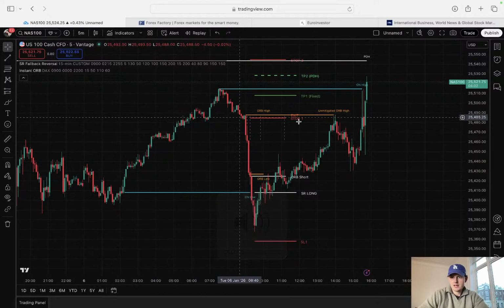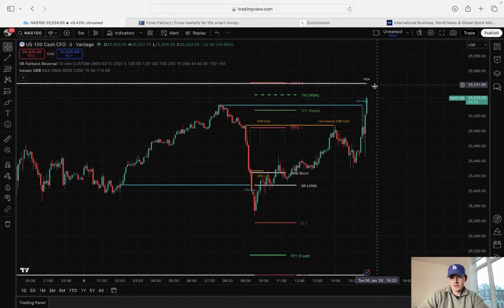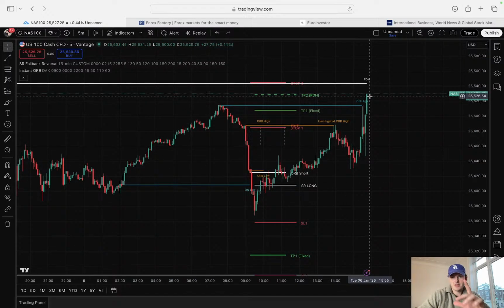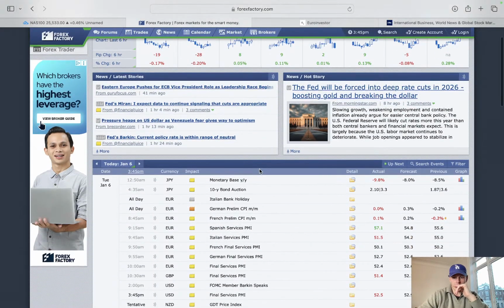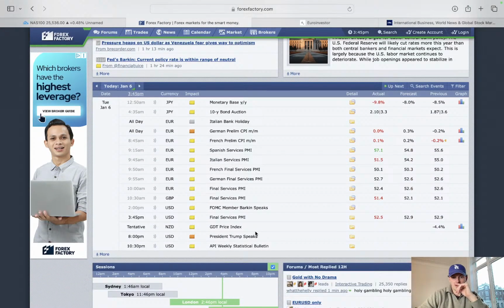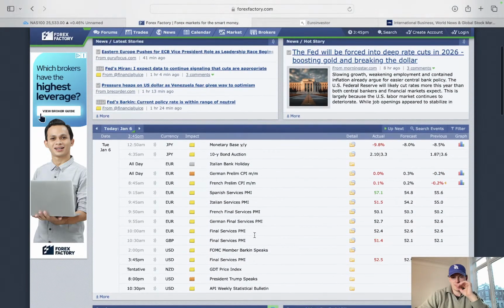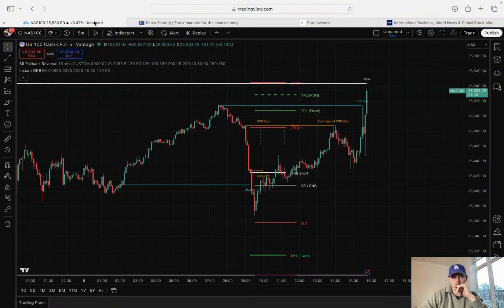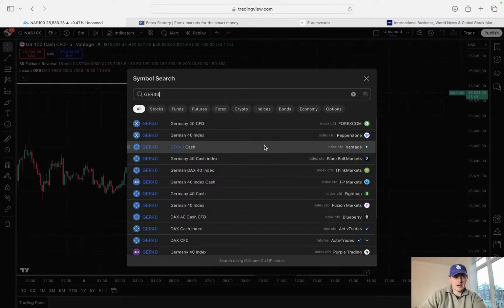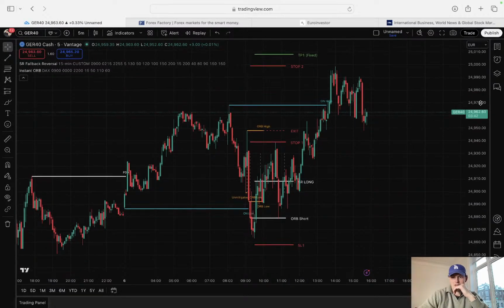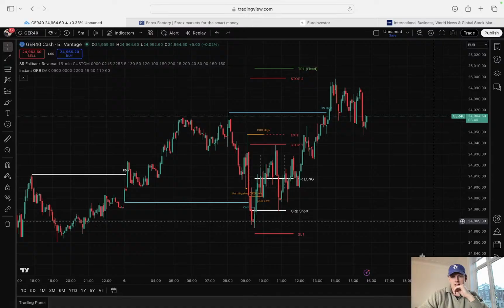Welcome back. So Nasdaq is pushing. I want to see if it's getting rejected because I'm getting myself very ready to short the market, to short Nasdaq. Trump is going to speak today. It's going to be interesting. I mean, let's see. I'm still short DAX. I am. Okay.